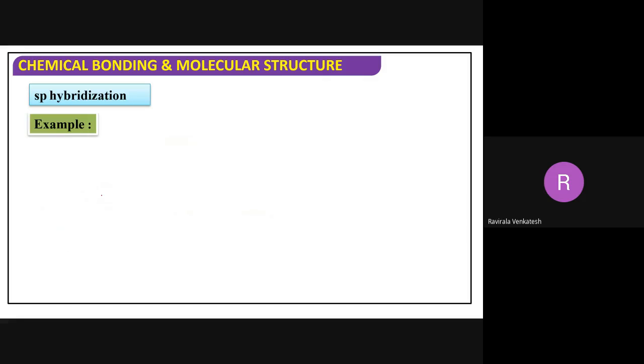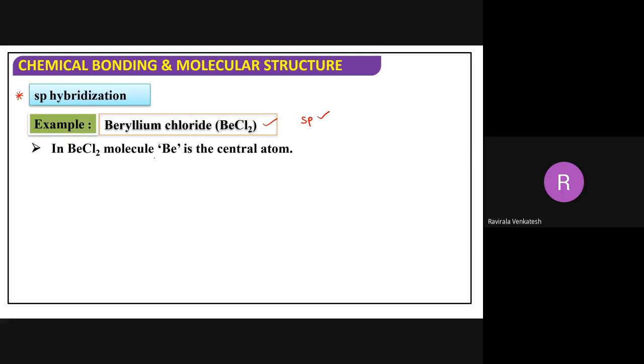Right? I will take one example here. Beryllium chloride will form sp hybridization. The bond angle of beryllium chloride will be 180 degrees. Now I have to explain how beryllium forms sp hybridization. This is very, very important, beta. You have to observe here. Watch the video carefully. First of all, you have to take the central atom. What is that? Beryllium is the central atom.